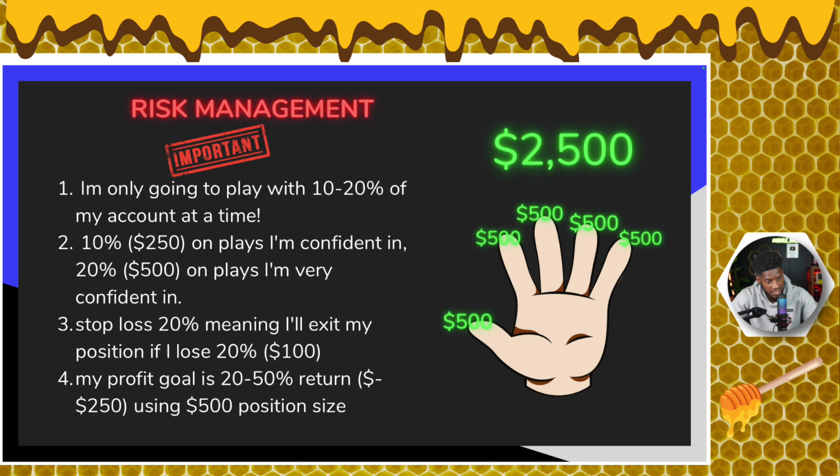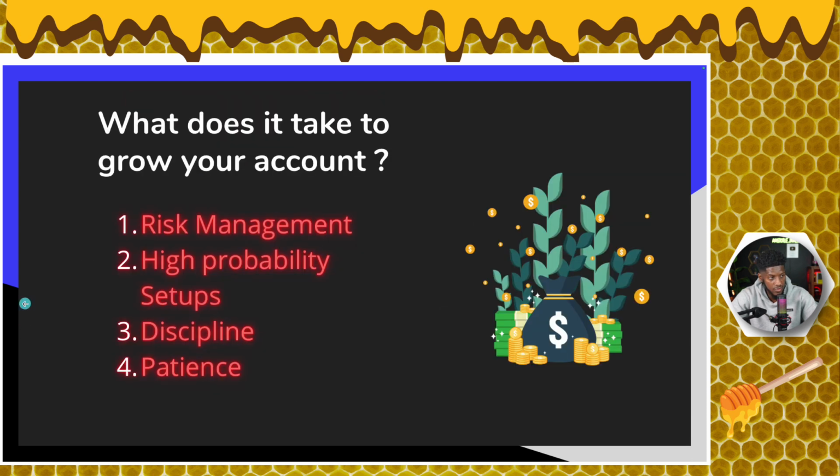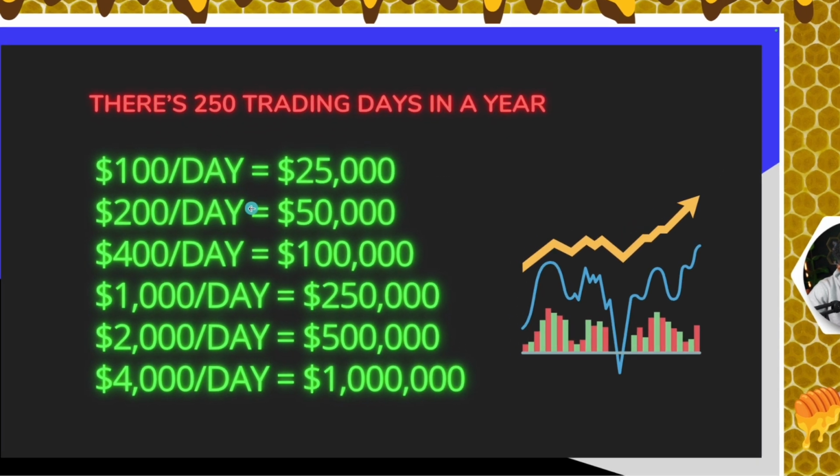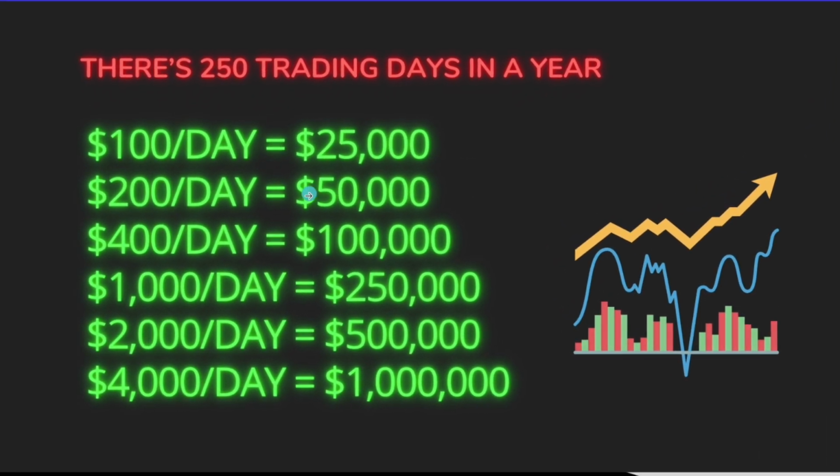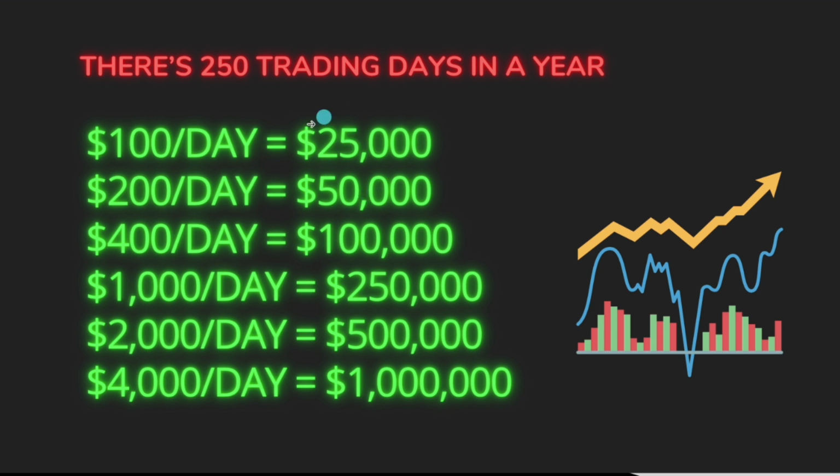So let's just say I win on this $500, I win on this $500. I've used $1,000 to make $200 in a day. You get what I'm saying? So just two good trades, you're making $200 a day. And listen, folks, $200 a day is $50K per year, correct? $100 a day is $25,000 per year. $400 a day is $100,000. And then $1,000 is $250K. So look, folks, just $1,000 leverage per day can get you 50K.